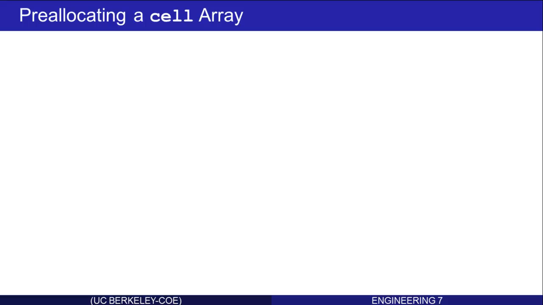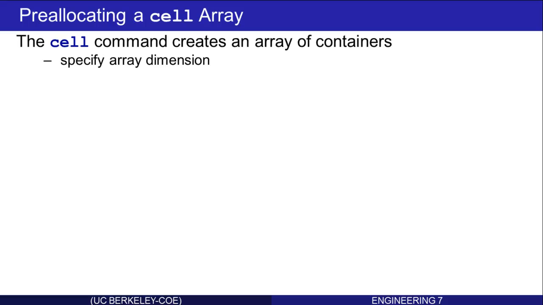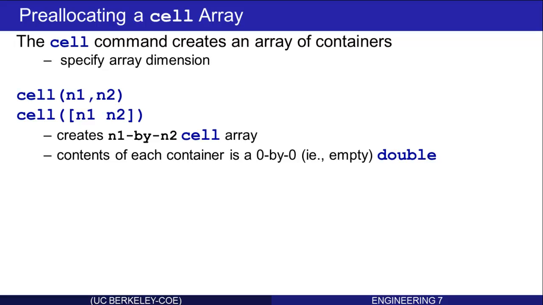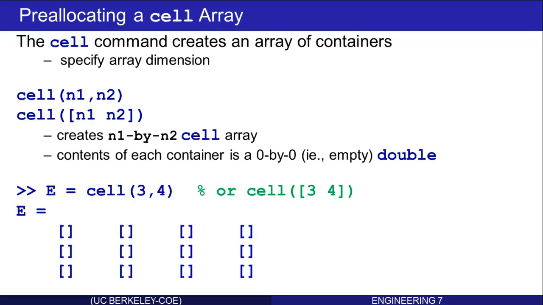Much like we use the command zeros to create double arrays of a given dimension, the command cell can be used to create a cell array of a specified dimension. Here are two equivalent ways to create a cell array of dimension n1 by n2. When you do this, the contents of each cell will be a 0 by 0, in other words, empty double array. So this command, cell(3,4), produces this result: a cell array of dimension 3 by 4, the contents of which each cell is an empty double.